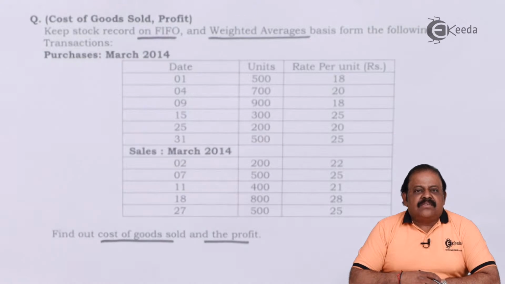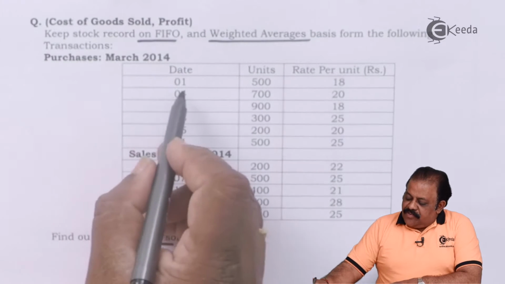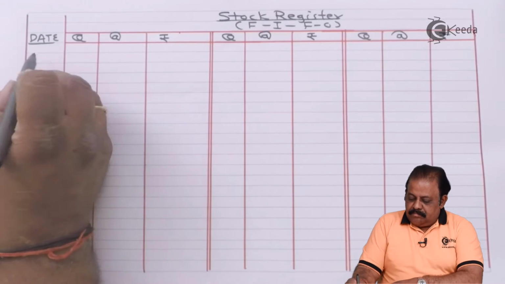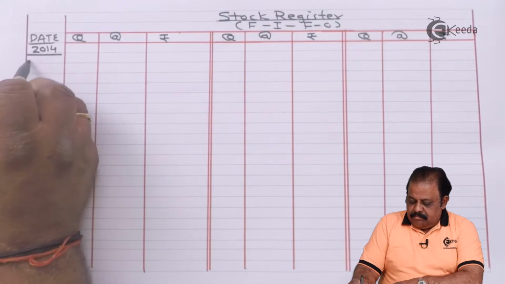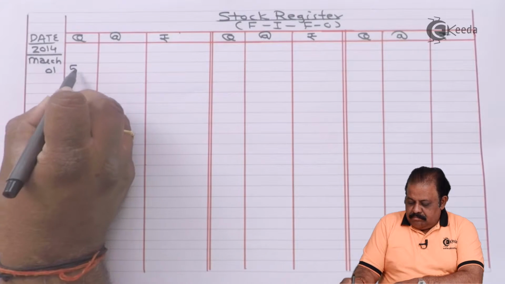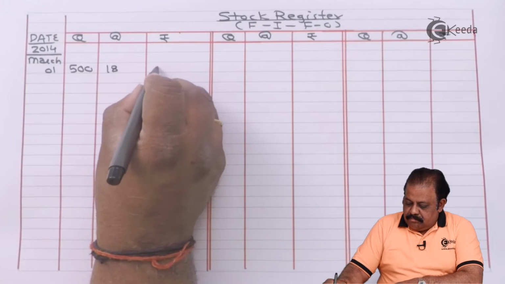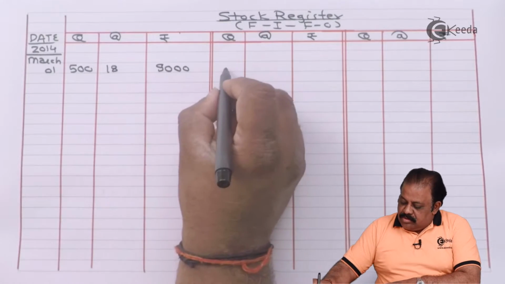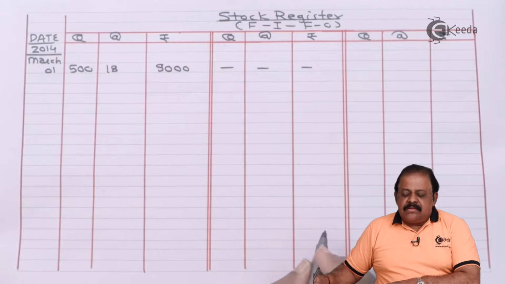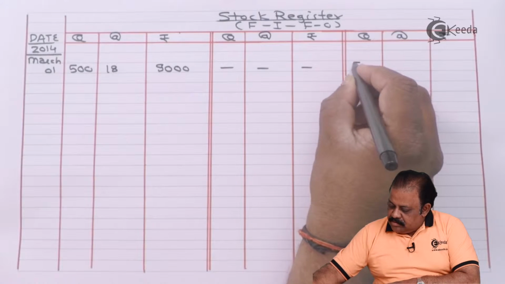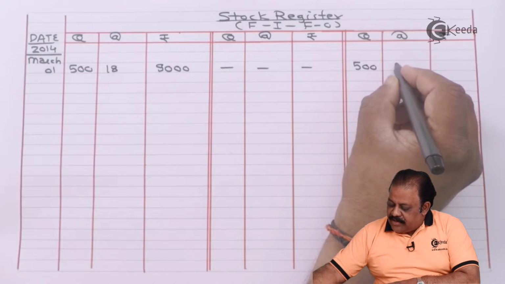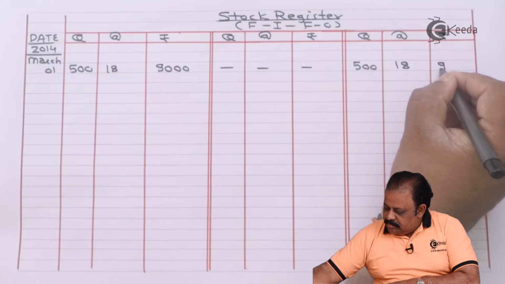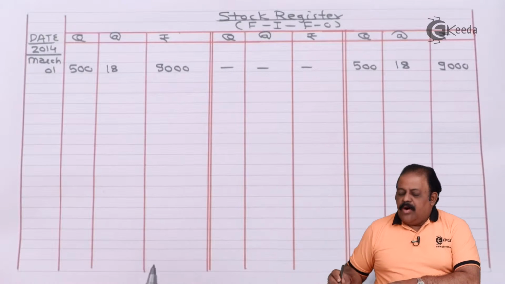Let us start with first FIFO method. On 1st March there is purchase of 500 units at the rate of 18. So purchase value is 9,000. There is no opening balance. So on 1st we have stock of 500 units at the rate of 18. Amount is 9,000.